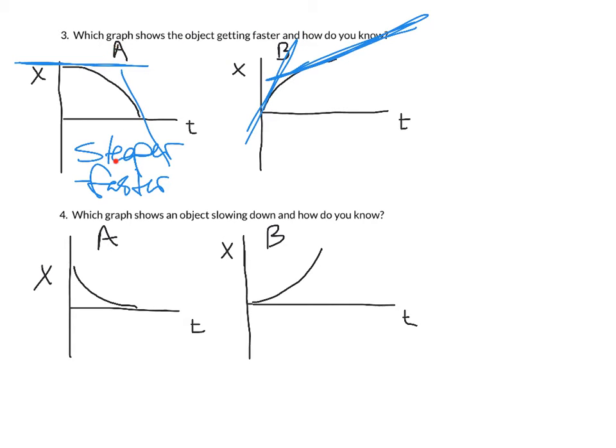A. How do you know? Because the curve is getting steeper. Now here's where the confusion lies, because the line's going down. And so people think, well, the line's going down, so it can't be getting faster. This one's got to be getting faster because the line's going up.